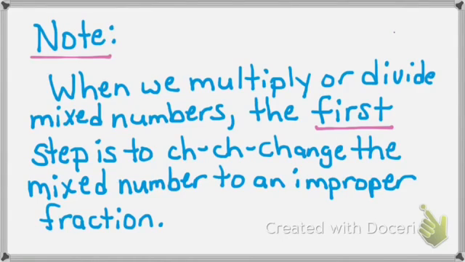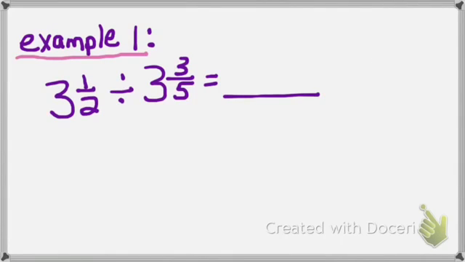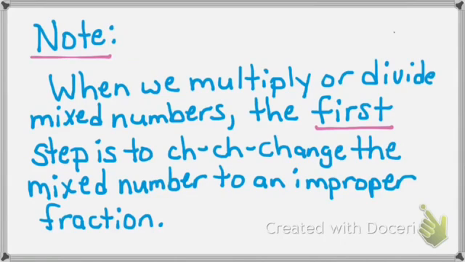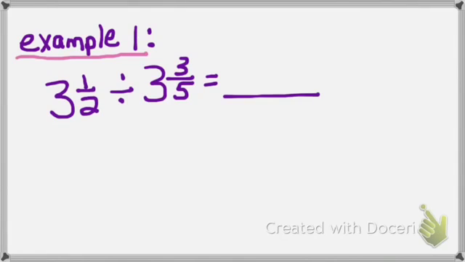When we multiply or divide mixed numbers, the first step is to change the mixed number into an improper fraction. So let's take a look at example number 1. I have 3 1/2 divided by 3 3/5. I see that this is a division problem with mixed numbers, and I know my note told me first I have to change the mixed number into an improper fraction, so I will go ahead and do that first.